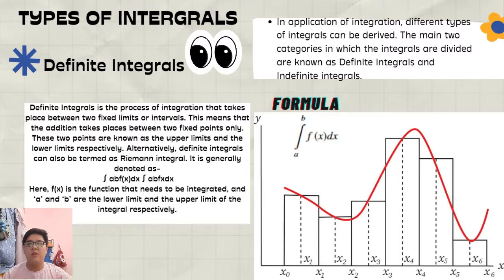Alternatively, definite integrals can also be termed as Riemann integrals. It is integrate from a to b of f(x) dx. Here, f(x) is the function that needs to be integrated, and a and b are the lower limit and the upper limit of the integral respectively.